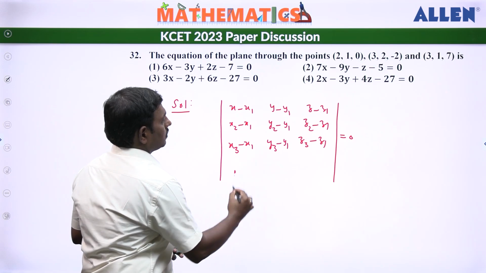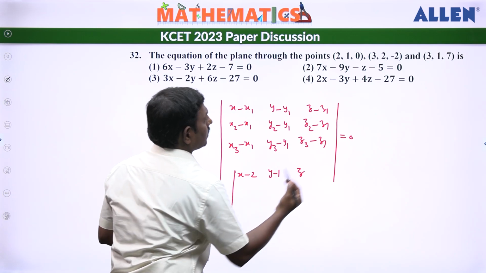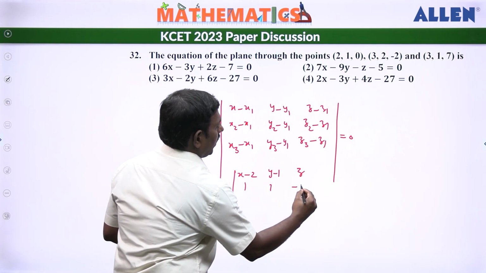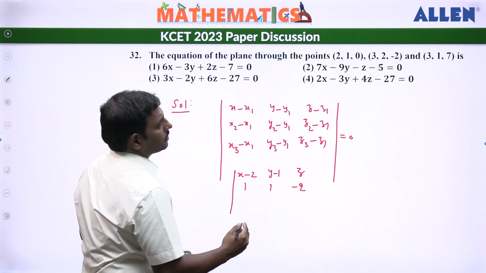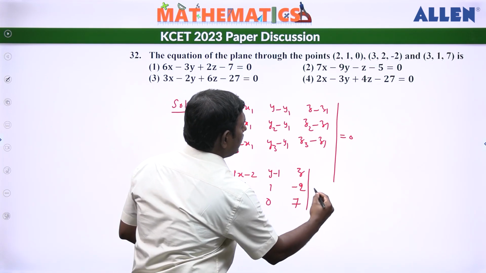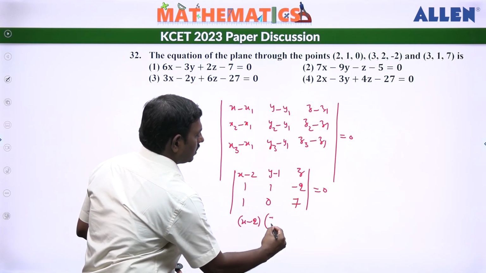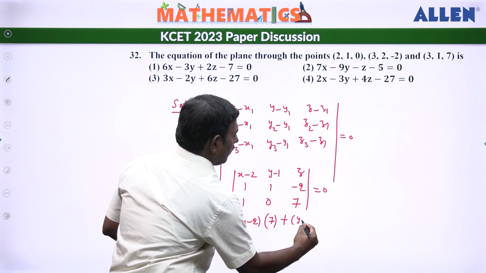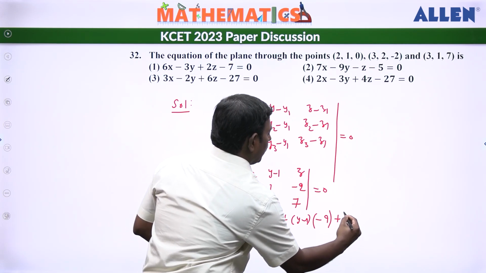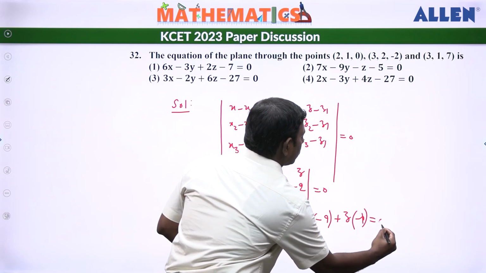So here x minus 2, y minus 1 and z minus 0, then x2 minus x1 is 1, 1, minus 2 and x3 minus x1 is 1, 0, 7. The determinant value should be 0. When you calculate the determinant, it is (x minus 2) into 7 plus (y minus 1) into minus 9 plus z into minus 1. So this is equal to 0.